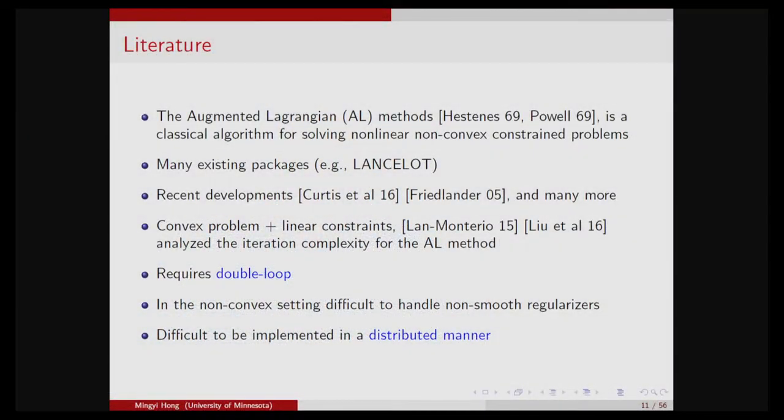In the literature, many algorithms have been developed for general nonlinear non-convex problems. For example, the very well-known algorithm is the augmented Lagrangian method, which dates back to the 60s. This is a classical algorithm to solve nonlinear non-convex constrained problems. There are many existing packages and some very interesting recent developments here. Also, for convex problems plus linear constraints, there are some recent results that characterize the iteration complexity and convergence rates.